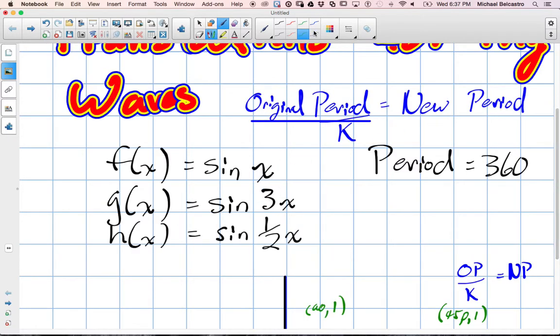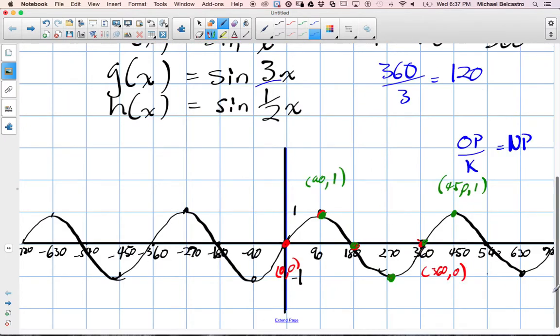So with that being said, if your original period is 360 and the new k value is 3, we divide it by 3, and the new period is 120 degrees. So for our new period, let's keep that same concept. We know our 1 value is going to be at 0. And instead of going all the way to 360, this one's only going to occur at 120. So this is our new period. Everything occurs in between there.